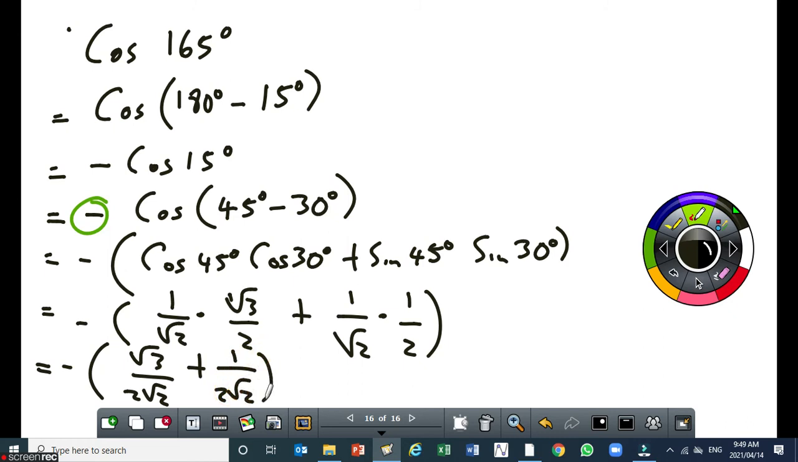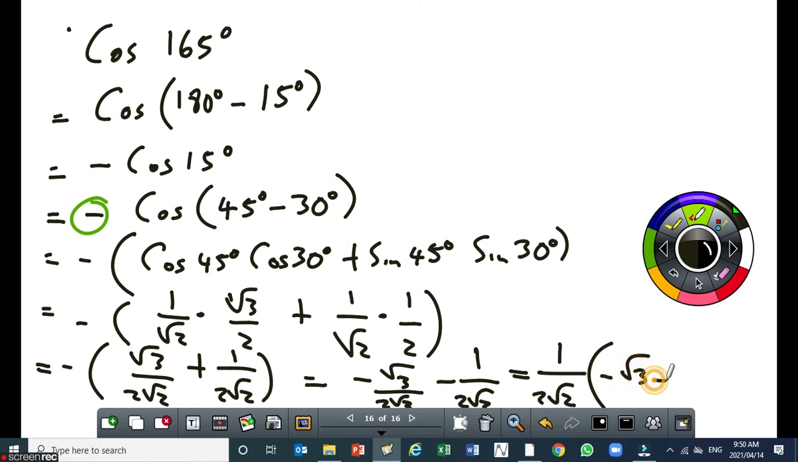Then I'm going to distribute the negative. If I distribute it, I'll end up getting negative square root of 3 over 2 square root of 2 minus 1 over 2 square root of 2, which I can simplify and write as 1 over 2 square root of 2 times minus square root of 3 minus 1. I can also rationalize that 1 over square root of 2. So my final answer is going to be very close to the previous question that I did.